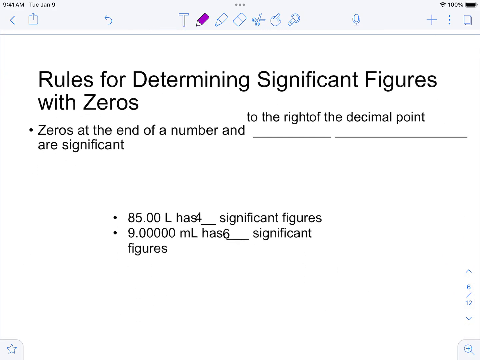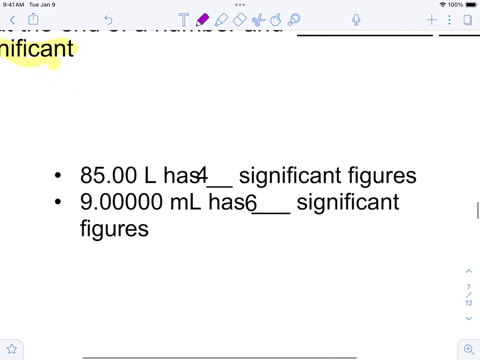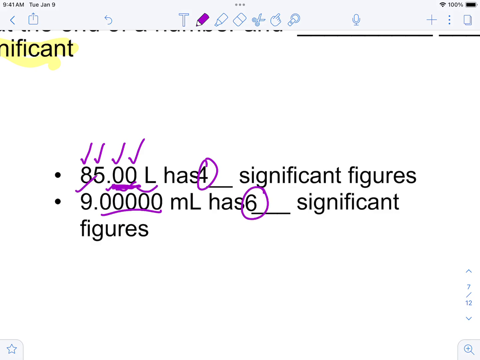The next rule: zeros at the end of the number and to the right of the decimal point are significant. They count. So 85.00. Notice these zeros are at the end of the number and they're to the right of the decimal point. So the first two count from rule 1, and then from this rule, the zeros count. That has 4. Likewise, in the next example, they're at the end, they're to the right, they all count. There are 6.